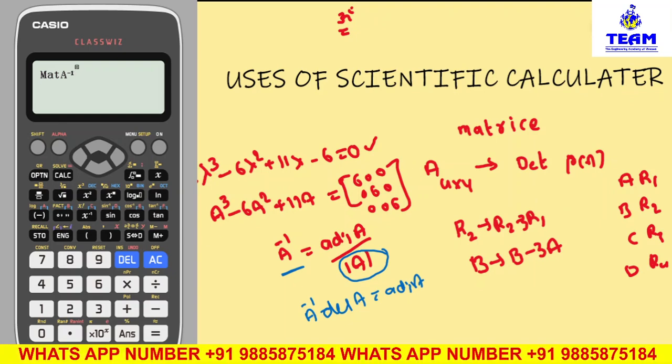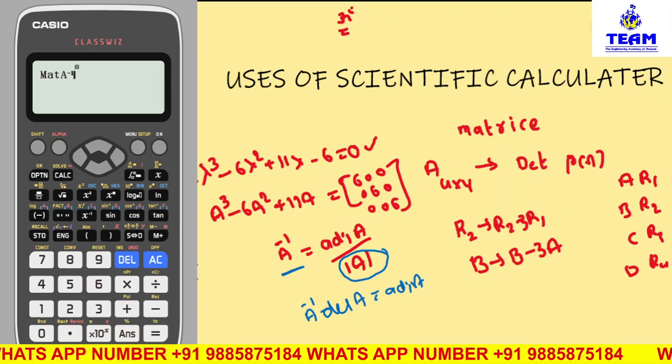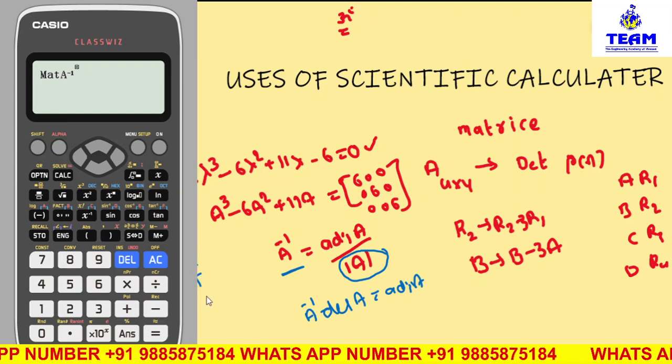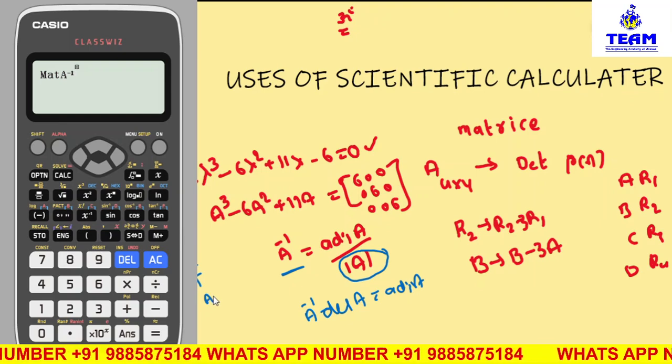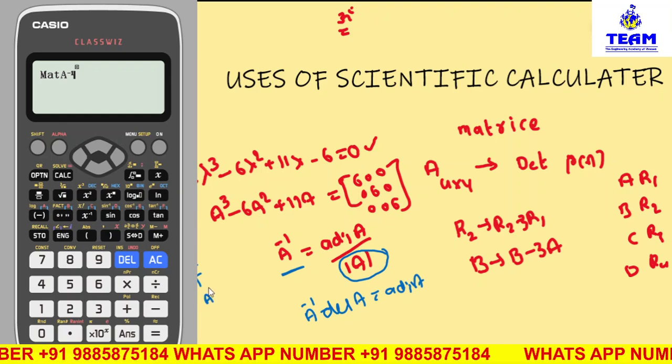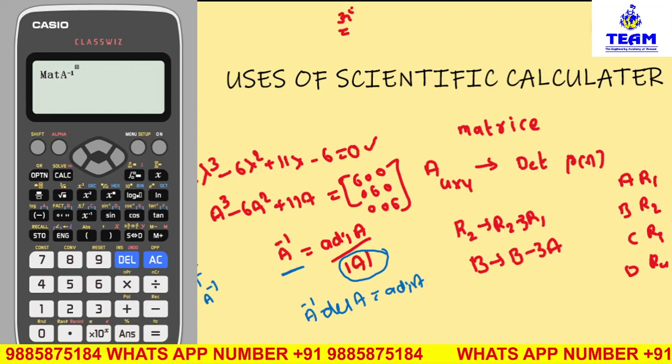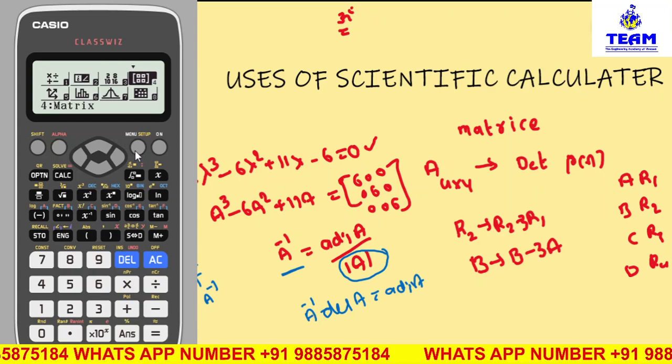We can find out the determinant. Based on that you can say the rank of the matrix, and you can also find out the transpose of the matrix, and you can find out the characteristic polynomial, that is this one, and you can find out the A inverse. Yes or no? These all you can do. Not only this one, friends. Next, go for another option, press mode.